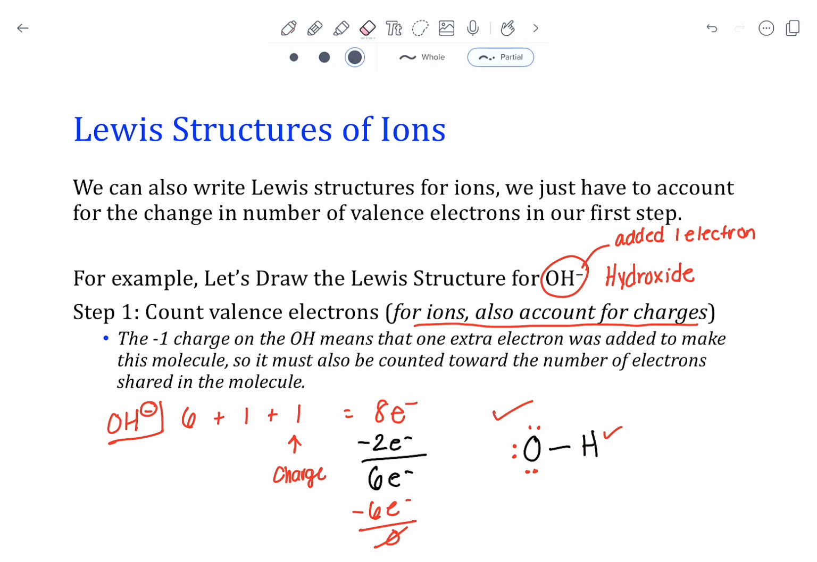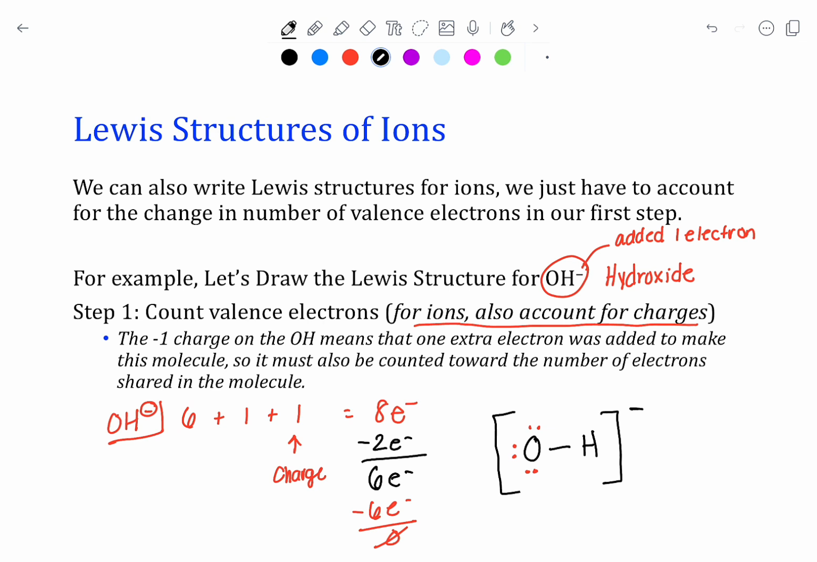Now, when we're drawing our Lewis structures of ions, we have to represent the ion in the Lewis structure in some way. So what we're going to do is surround the structure in brackets and put the charge on the outside of those brackets. The charge on OH minus was -1, so I put a minus on the outside there. If this was -2, you would put a -2. If this was a +3, you'd put a +3.